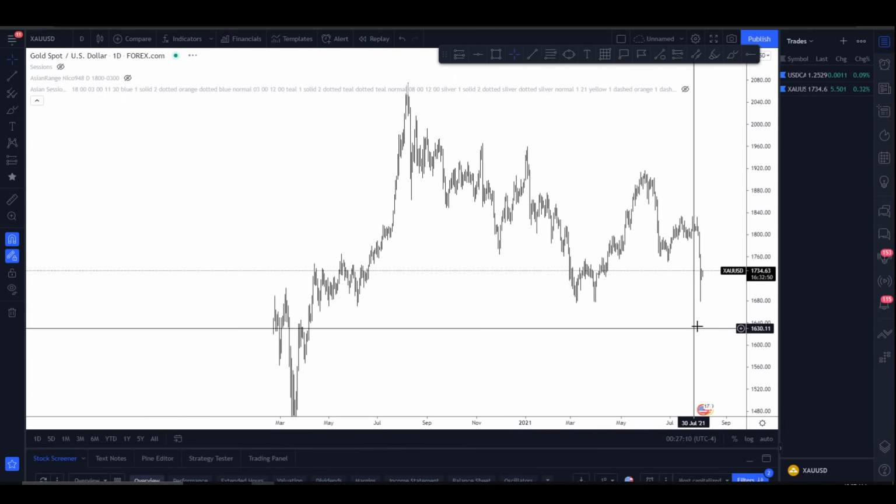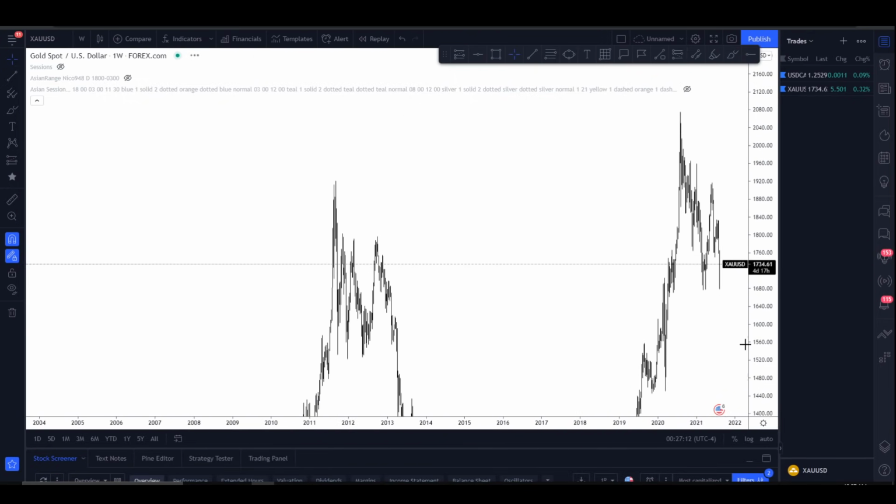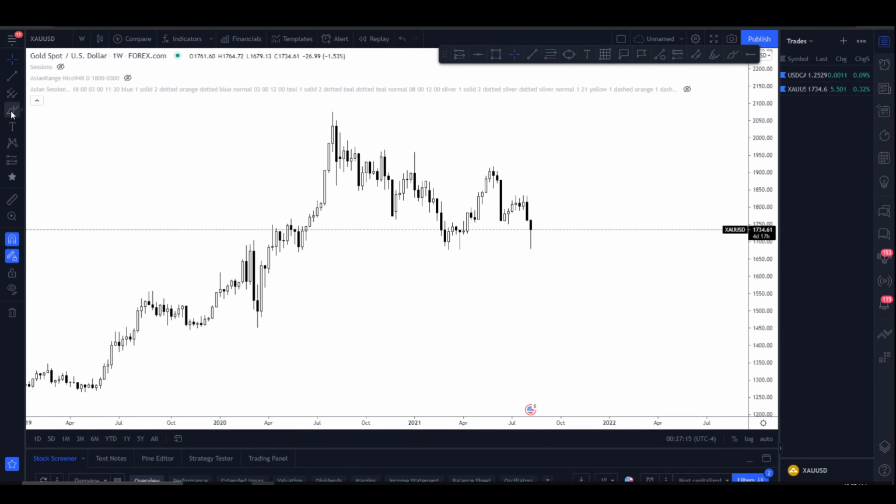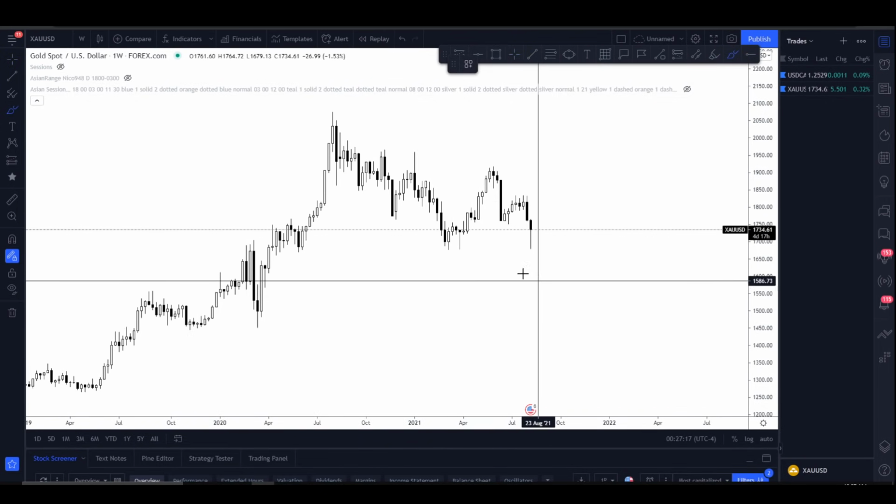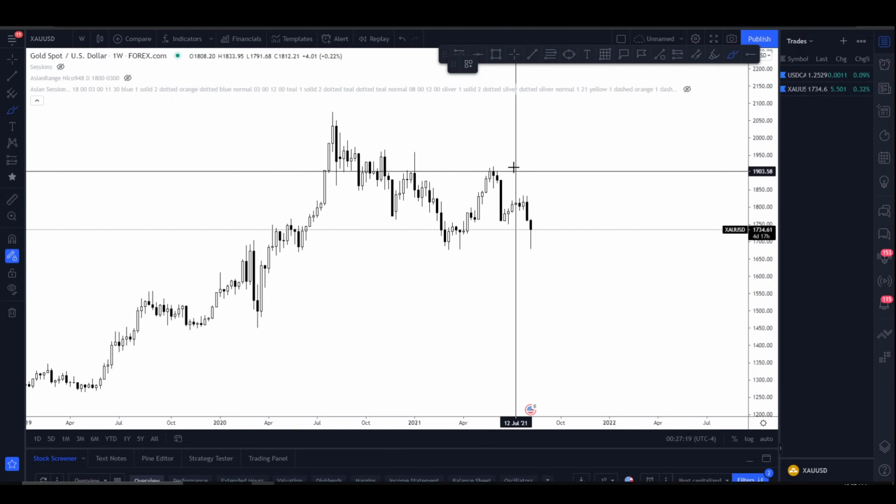What you're doing is looking at the higher time frame, maybe even the weekly, and you're going to say, all right, where is price heading in the next couple of weeks? Is it going to come up to this high?